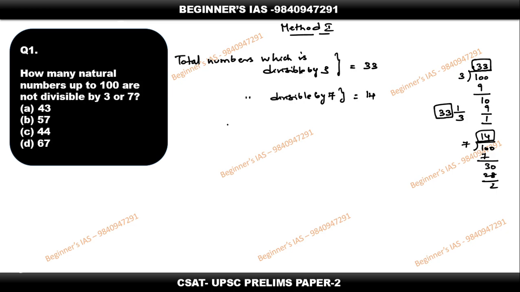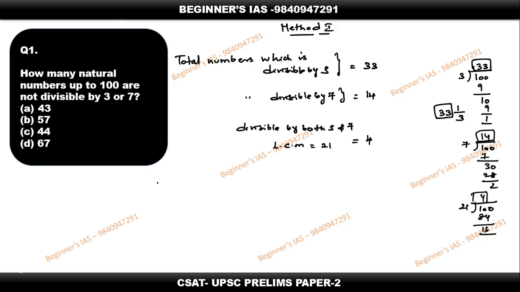Now you need to check the total numbers which are divisible by both. That is also very important. So, divisible by both 3 and 7. How to identify this? Simply take the LCM of 3 and 7. The LCM is 21. Then check 100 divided by 21. Therefore 4 times 84. Don't bother about the remainder. We do not need any remainder. We just need the integer part alone, which is 4.